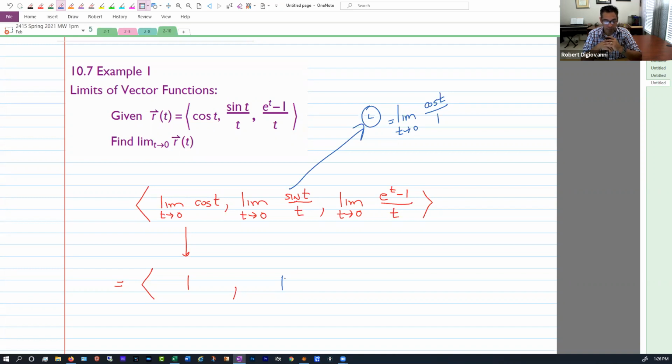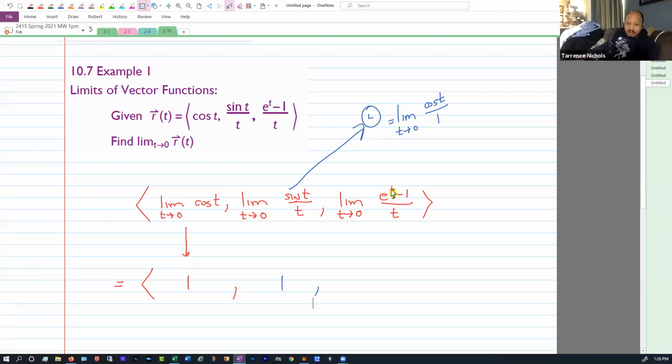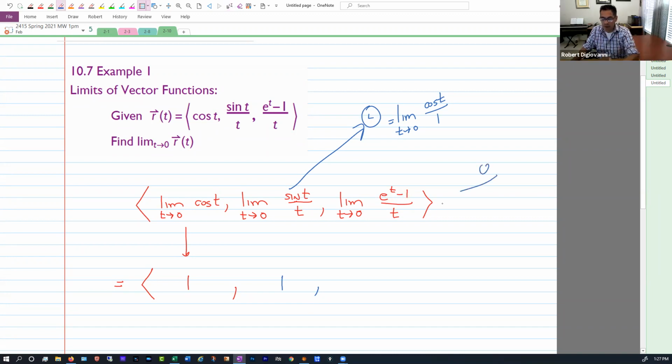All right. What about the last one? Let's see, Terrence, how do you feel about the last one? Not really great. Okay, so as t goes to 0, e to the 0 should be 1. 1 minus 1 is 0. So we get 0 on top, and on the bottom, t is going to 0, we get 0 on the bottom, right? So L'Hopital's again.